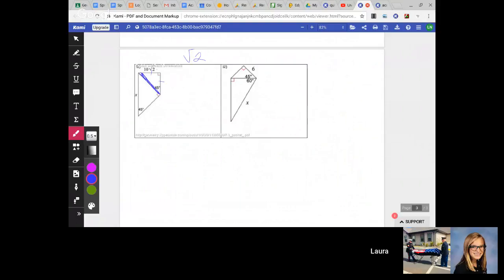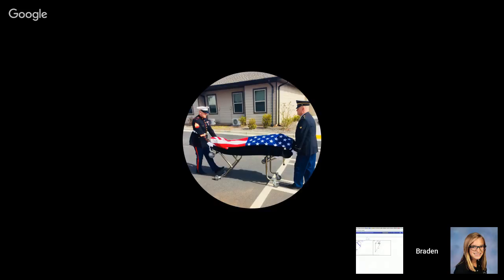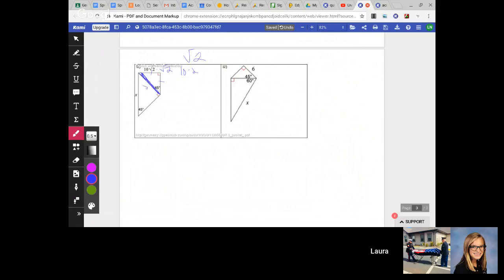Yes. So what's 10 root 2 times root 2? You bring out the 2, so you're going to have 10 times 2, which equals 20. You got it. So this blue piece here in the middle is 20.